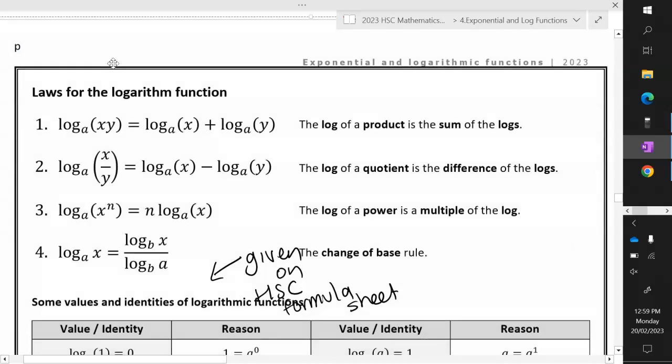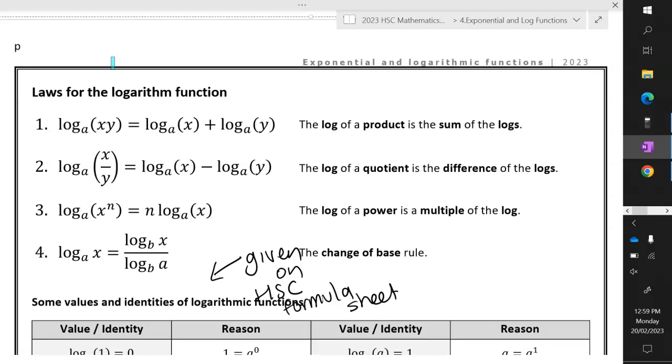This third one is probably the most important one in here. I have log of a base a of x to the power of n. That n can be written down the front like this, and then it's n times log of a of x. That one we're going to use a lot, and that one is something that we'll have a go at down below.